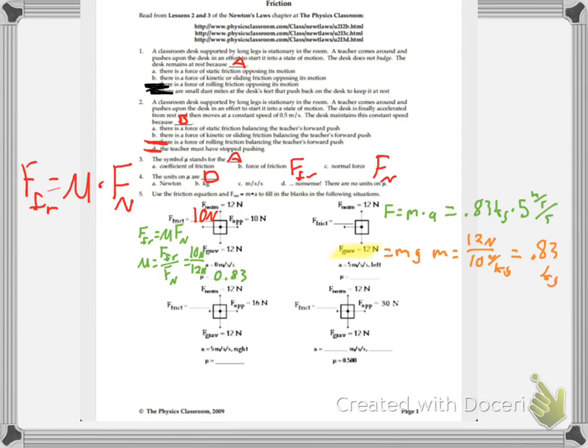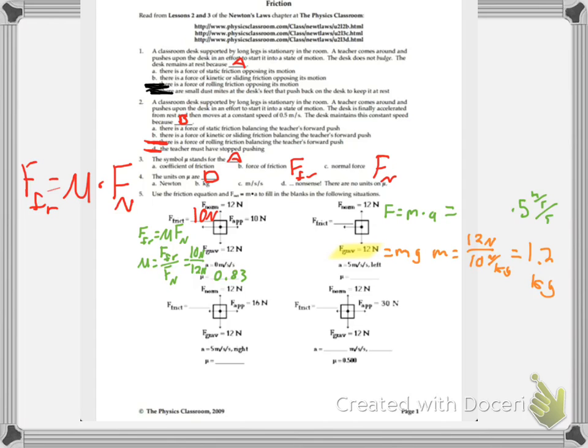And actually I apologize for my error in that last part. 12 over 10 is not 0.83. I realized I was looking at my solution from the last question. 12 over 10 will be 1.2 kilograms. I'm sorry. 1.2 kilograms.